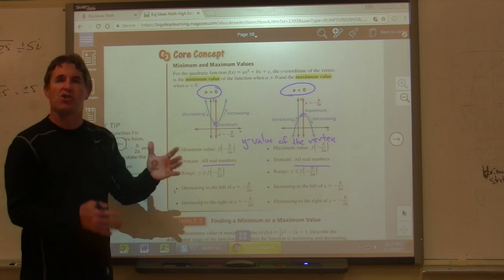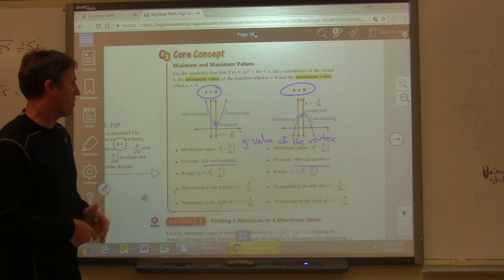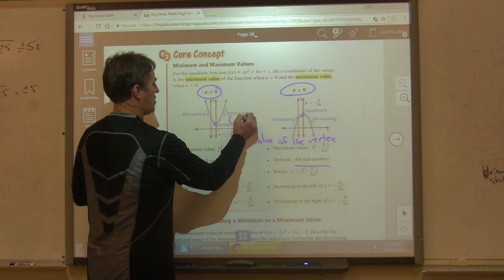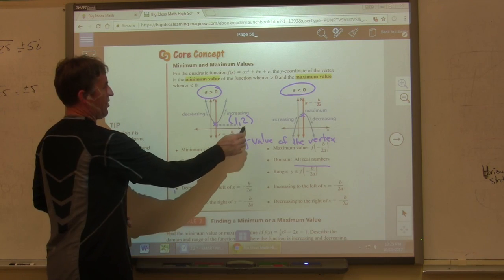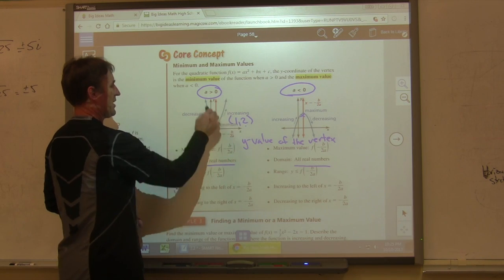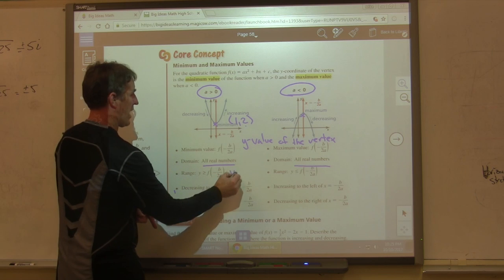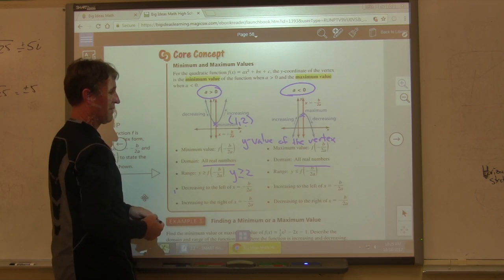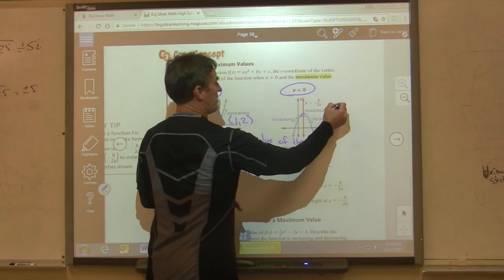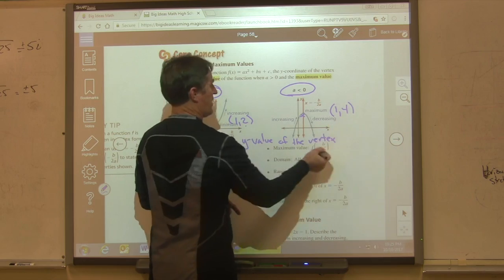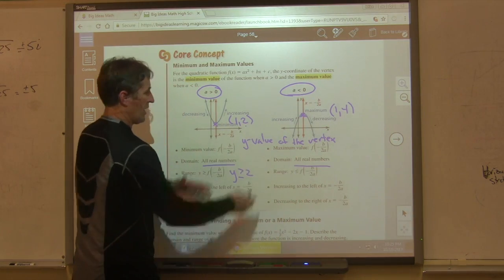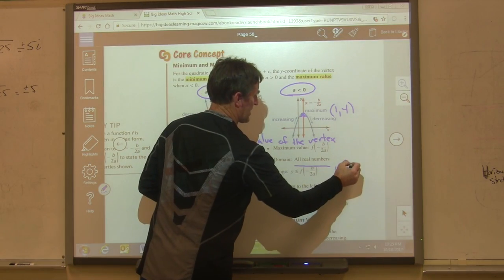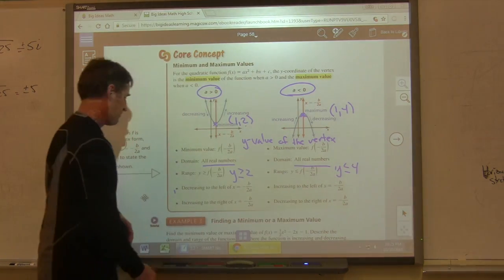The range, though, is your y values. And your y values, in this case, if this vertex, let's say it was (1, 2), then the y values would start at 2 and increase, and so our range would be y is greater than or equal to 2. You just go by the vertex, so the y value. If it opened down, let's say this was (1, 4), then my y values start at 4 and they go down from there. There's nothing bigger than 4. So we would say y is less than or equal to 4.